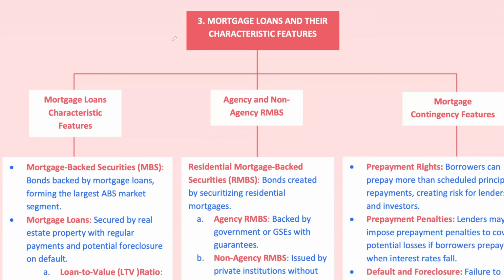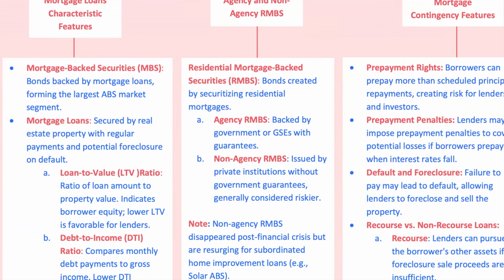Let's zoom in on the types of loans that back MBS and why their characteristics are so important. Mortgage loans are secured by real estate, meaning that if the borrower defaults, the lender has the right to seize the property, sell it, and recover the debt. This creates a relatively secure investment, but it also comes with its own set of risks.